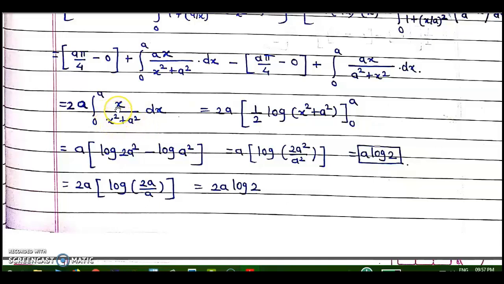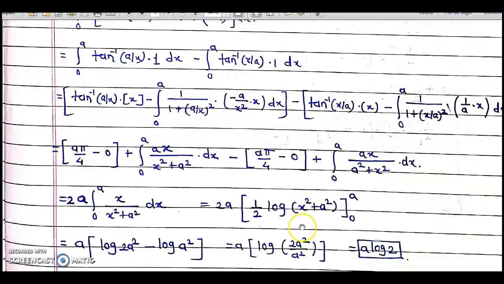Derivative of denominator is available at numerator. Therefore, it is half of log of denominator with the limits 0 and a. So for upper limit x as a, half of log of a square plus a square gives us log of 2a square, minus lower limit x as 0, so only log of a square. So we get the situation log a minus log b, which is log of a upon b, where a square gets cancelled and only log 2. So answer is half log 2. So this way we can solve the example.